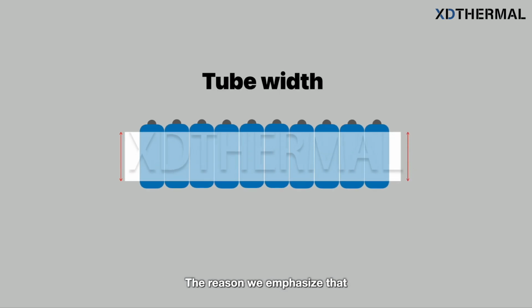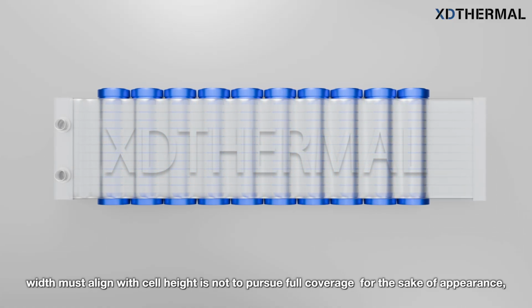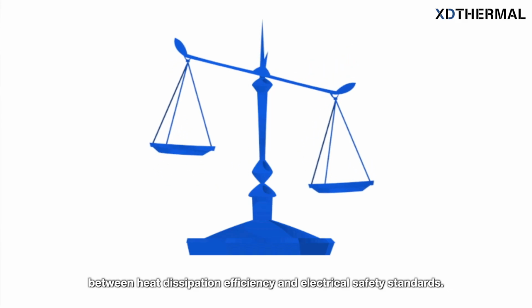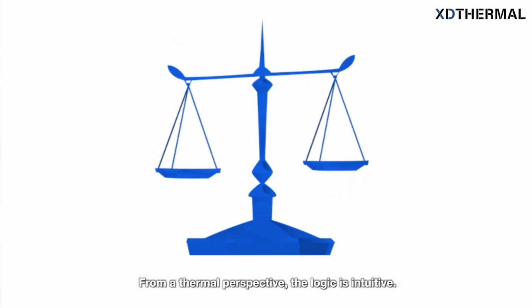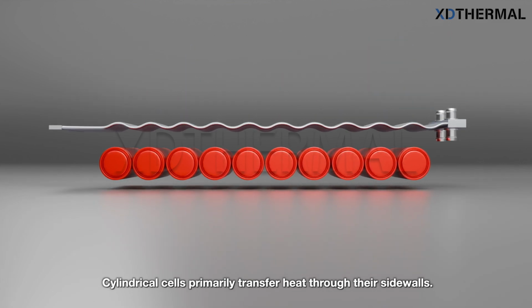The reason we emphasize that width must align with cell height is not to pursue full coverage for the sake of appearance, but to find a mass-producible balance point between heat dissipation efficiency and electrical safety standards. From a thermal perspective, the logic is intuitive. Cylindrical cells primarily transfer heat through their sidewalls.